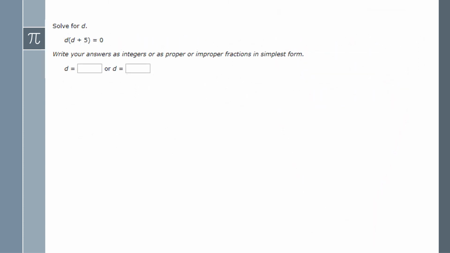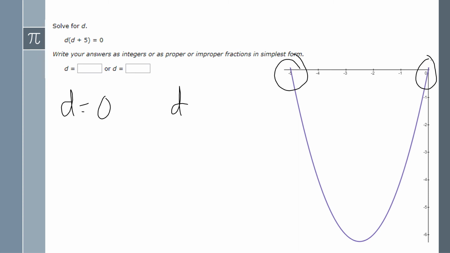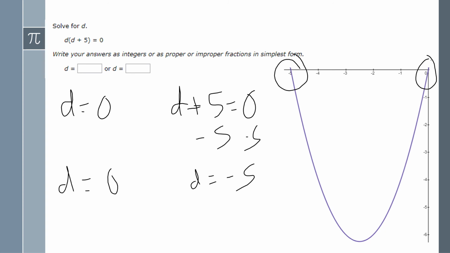Solve for D. It's factor for us. So I want you to solve that on your own. Well, believe it or not, I gave the answer here because look, the graphs are there and they cross the x-axis. So say d equals 0, d plus 5 equals 0, minus 5 minus 5, d equals minus 5, d equals 0, and that's just it.